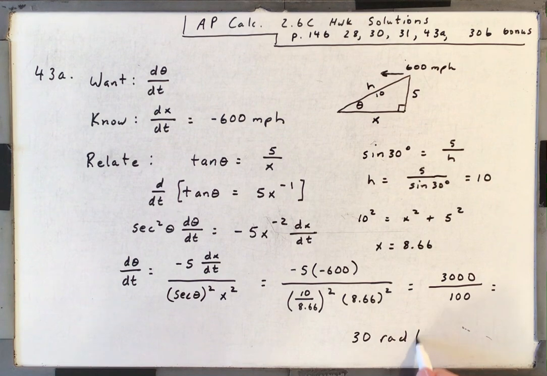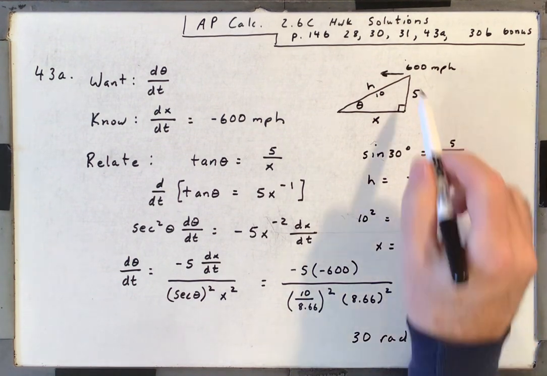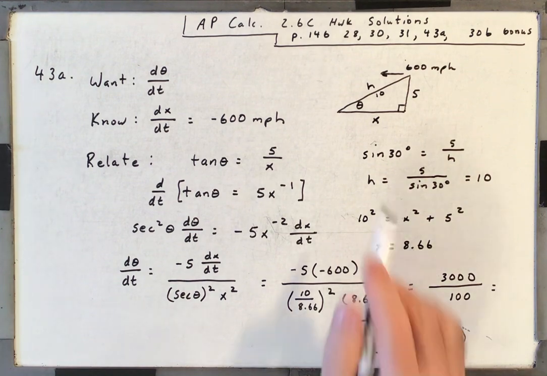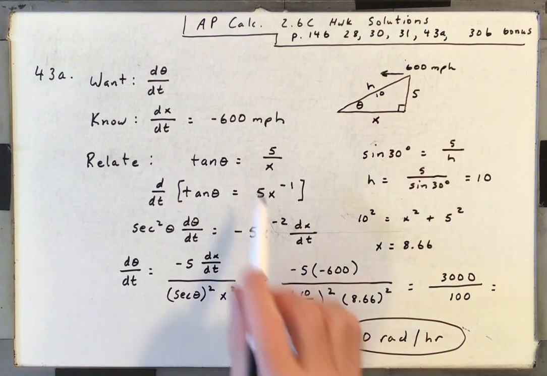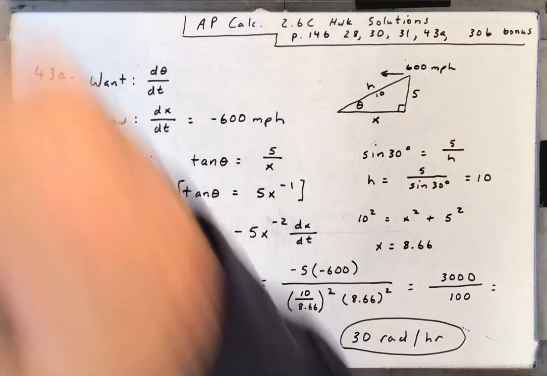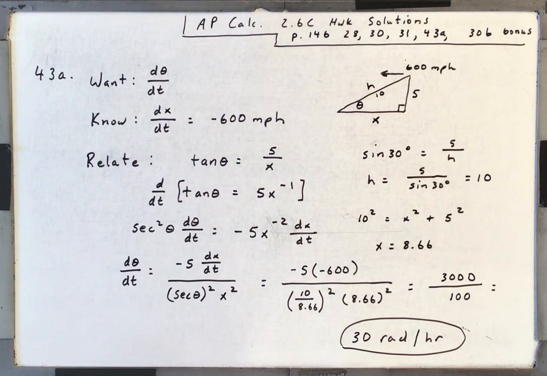radians, and the time is in hours. Remember, that's 600 miles an hour. So 30 radians per hour is positive because theta is getting bigger. So I picked right when I said negative. If I'd said positive, then we would have gotten -30 radians per hour, but you could go back and just fix that.